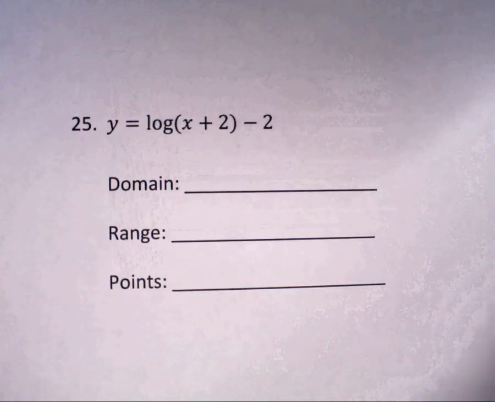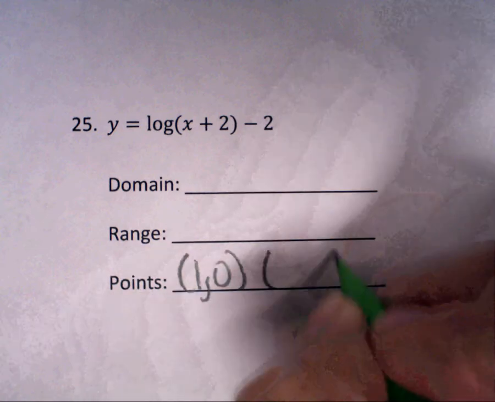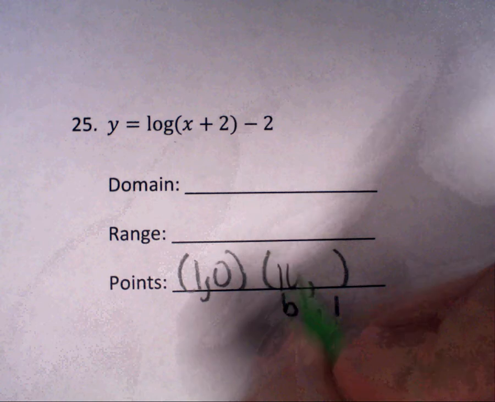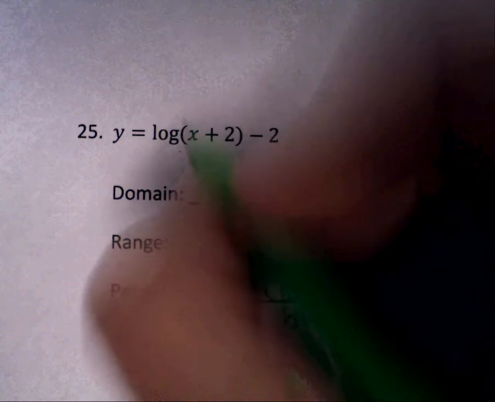Okay, and let's jump to number 25. I'll let you do 24 on your own. For 25, let's talk about the main reference points: 1, 0, and the base comma 1. The base here I can't see, but there's no base, so it must be 10. So here's my h and k.